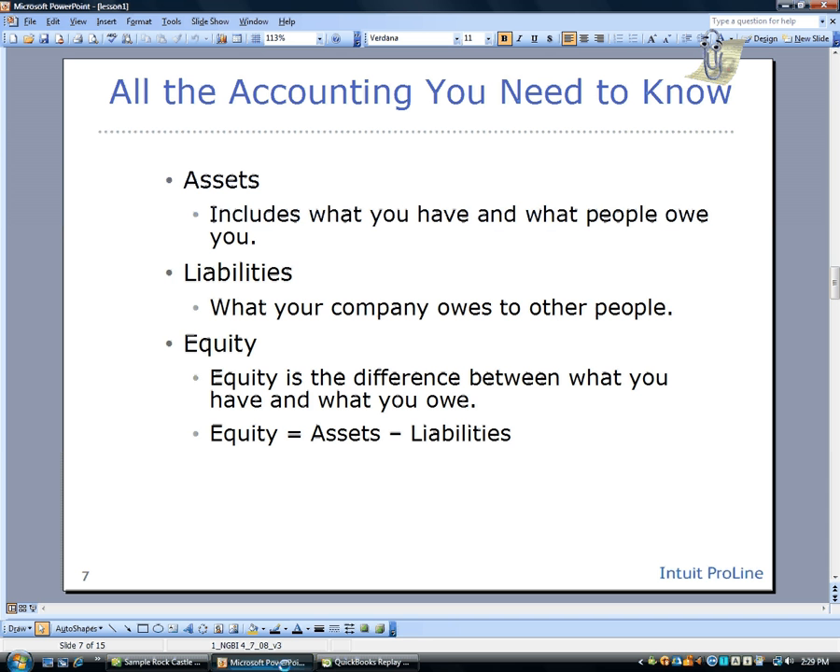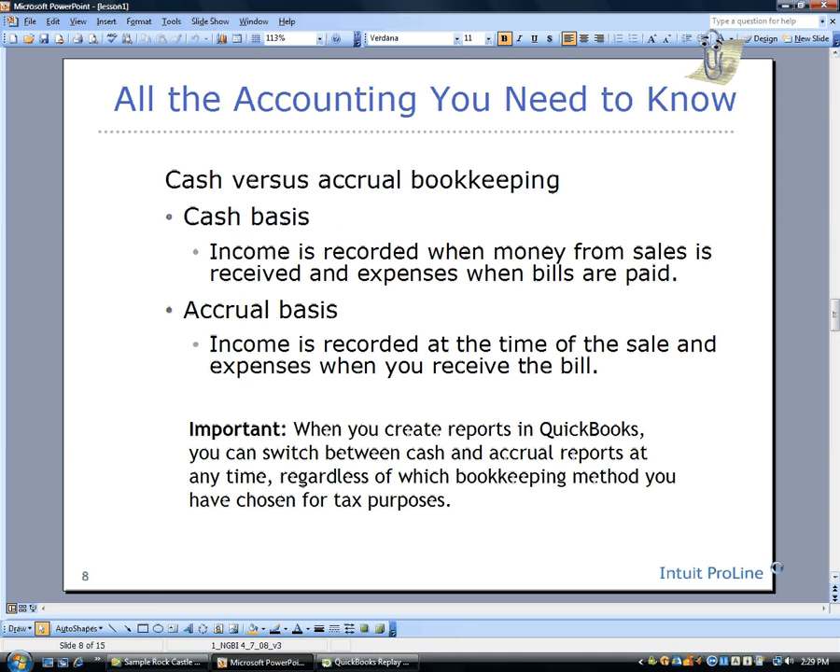Let's see how they worded it. That is the difference between what you have and what you owe. Okay, so equity equals assets minus liabilities. And I'm sure there's better descriptions for this, but I just need you to be able to use your QuickBooks. So we'll go on. All the accounting you need to know. So as you can see, there's more accounting that you need to know. But anyone can use QuickBooks. QuickBooks is made for everyone.